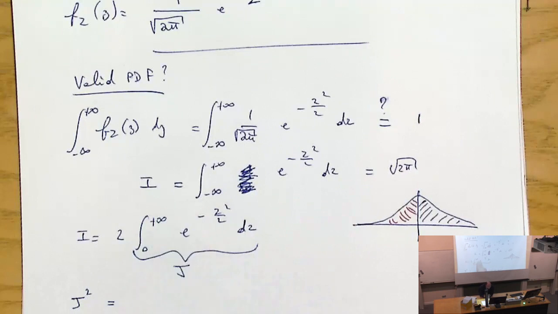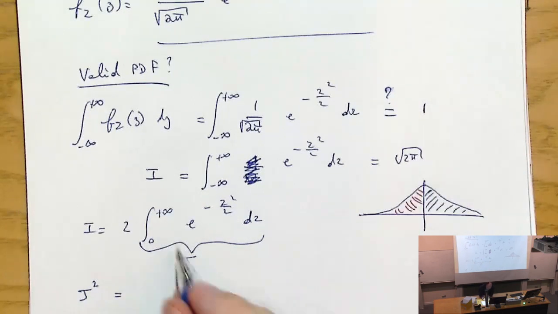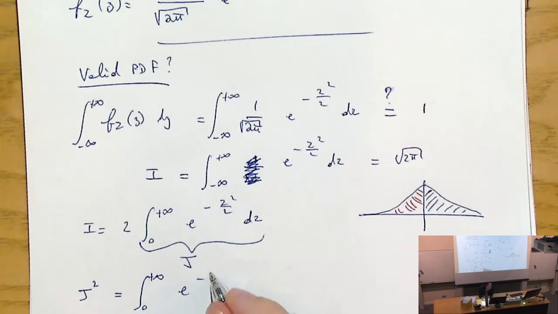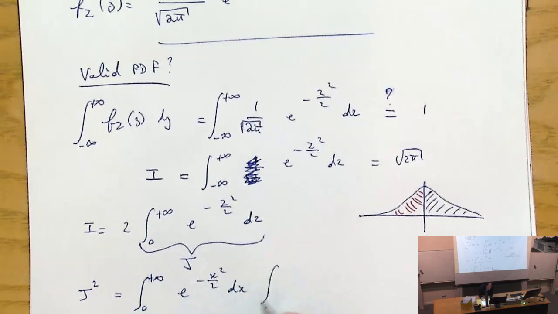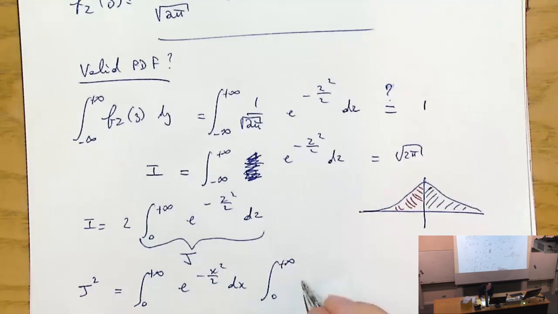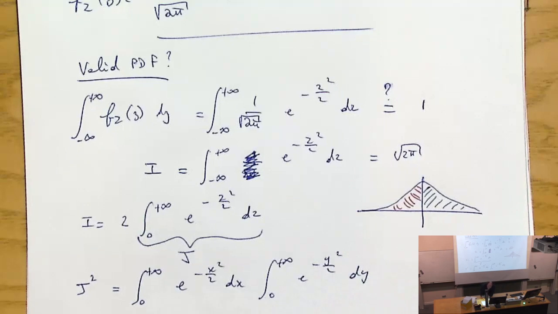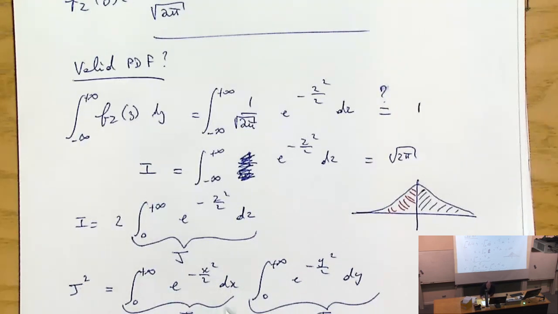This is actually a complicated integral to calculate. So rather than computing this, I will compute J squared. And I will just make a change of variables here. I will call it x squared over 2 dx, multiplied by the integral from 0 to plus infinity of e to the minus y square over 2 dy. So this is J, this is still J, so this is J squared. I'm just having 2 different integration variables, but that does not change anything.